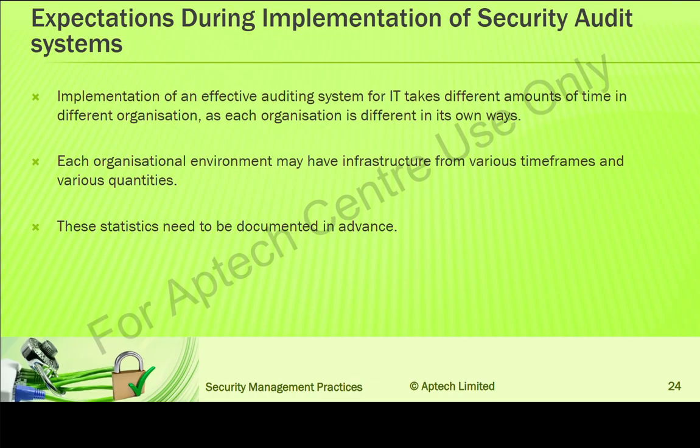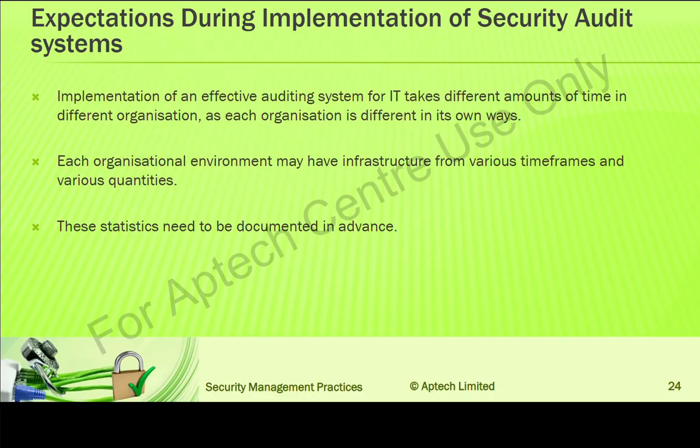Now, expectations during implementation of an audit system. Number one, implementation of an effective auditing system takes different amounts of time in different organizations, as each organization is different in its own ways. And then each organization's environment may have infrastructures from various time frames and various quantities also, and these statistics need to be documented in advance also.